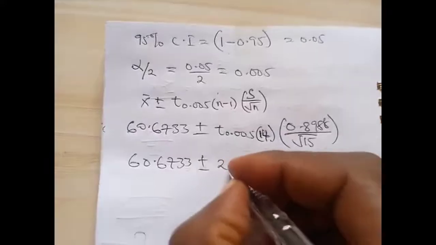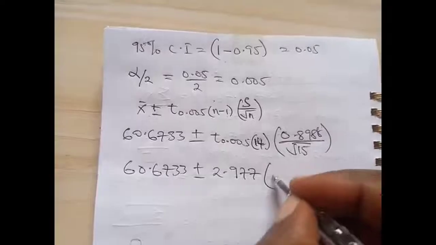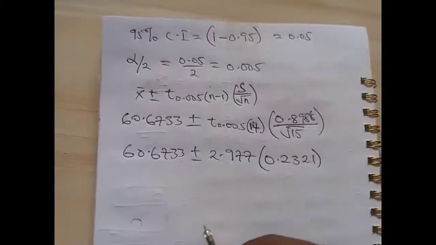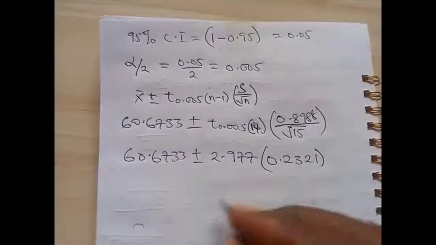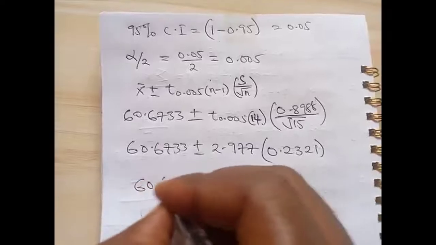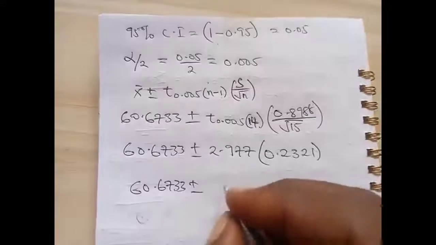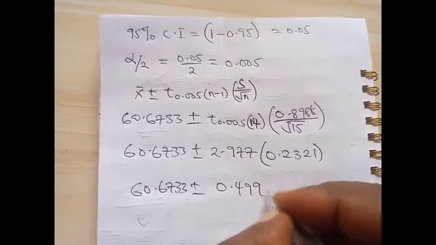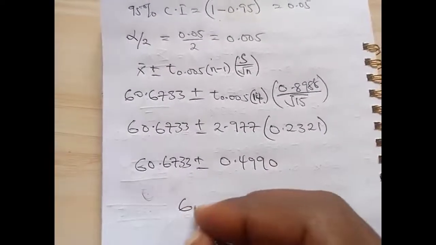2.977. If we resolve this place, we get 0.2321 thereabout. So we now multiply this by this, which will give us, if we multiply this out with a calculator, 0.4990. So we do this plus this, and this minus this.